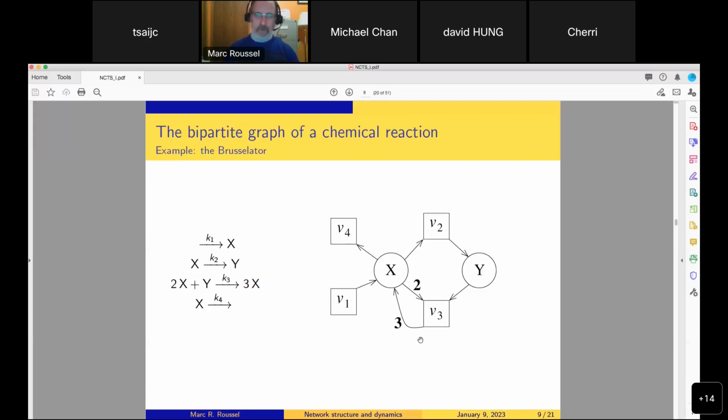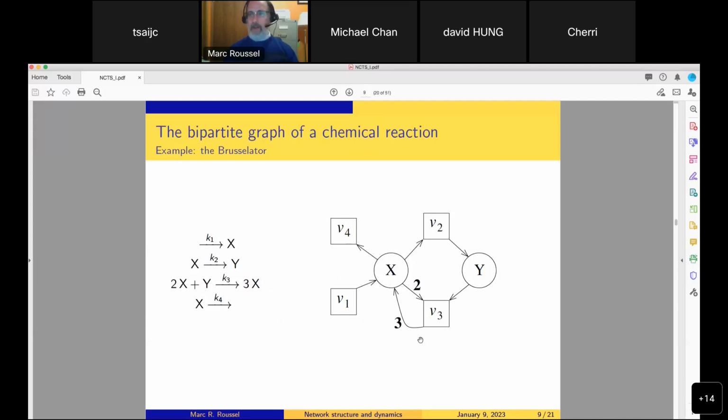bipartite graph I mentioned, what does it look like? So what I'm showing you here is one of the simplest chemical oscillators, just as a simple pedagogical example. It's the Brusselator, which I'm sure many of you have heard of. And these four simple chemical reactions give you oscillations. And in the appropriate regime, if you add diffusion, you get Turing patterns out of them.